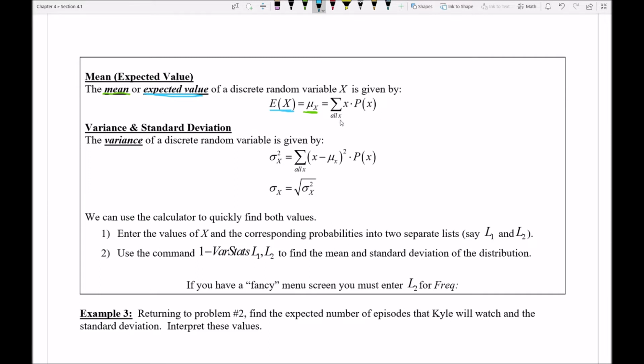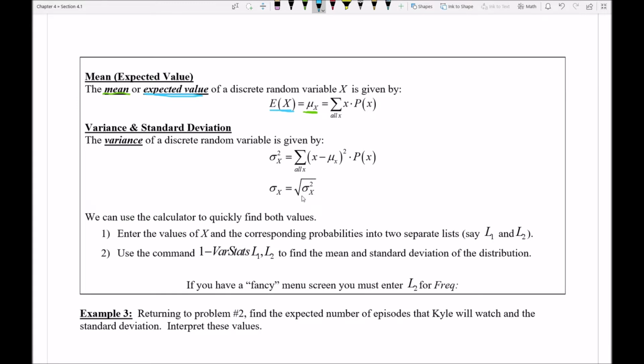Now there's a formula over here for how to calculate this, but we'll see that this formula is not going to be very necessary for us, because the calculator will use that formula to calculate our average after we do a couple quick calculator entries. The other thing that we have here is the variance of our discrete random variable. Remember, that's just the square of our standard deviation. The calculator is going to use this complicated formula over here to calculate our variance, and our standard deviation is of course just the square root of that value.